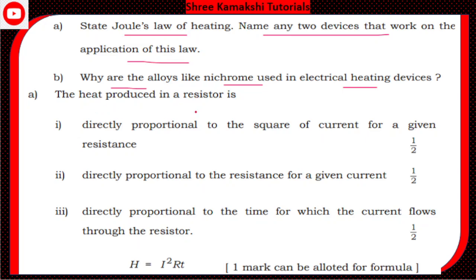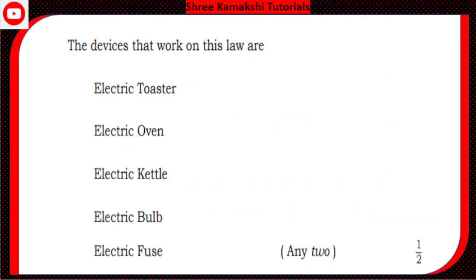The heat produced in the resistor is directly proportional to the square of the current for a given resistance, and heat is directly proportional to the resistance for the given current, and is also directly proportional to the time for which current flows through the resistance. Next, the devices that work on this law are electric toaster, electric oven, electric kettle, electric bulb, electric fuse.